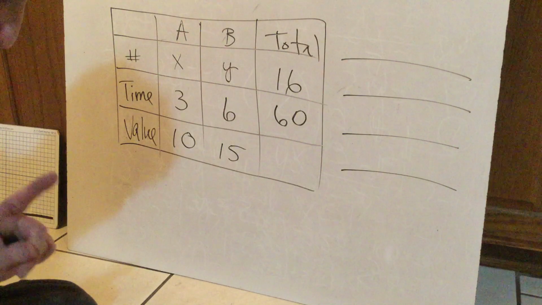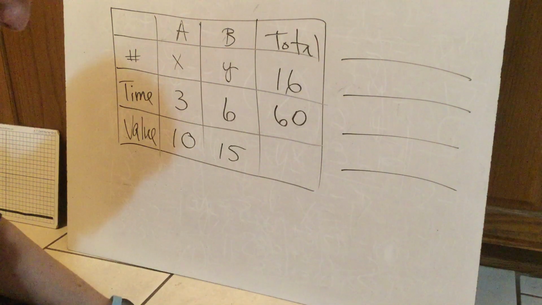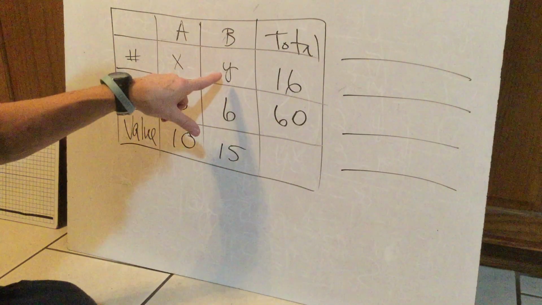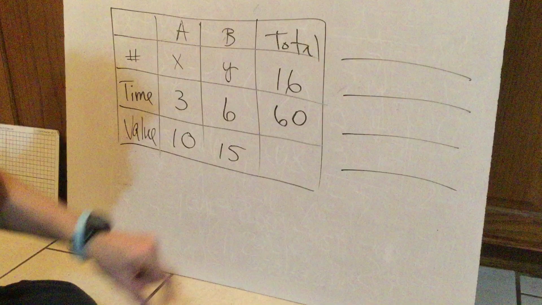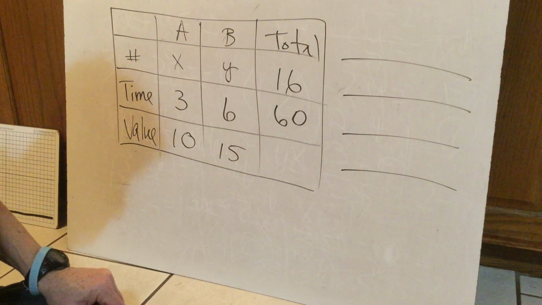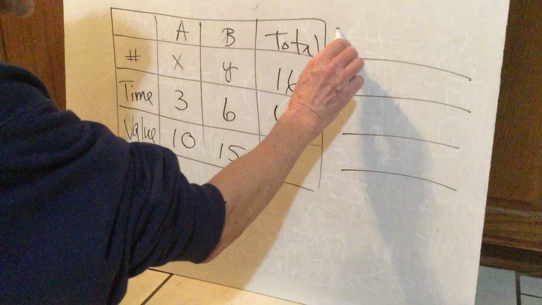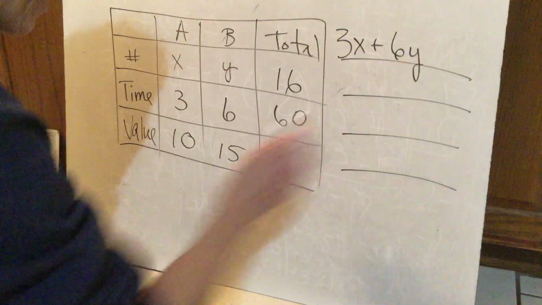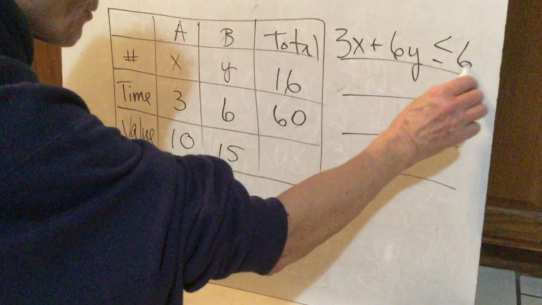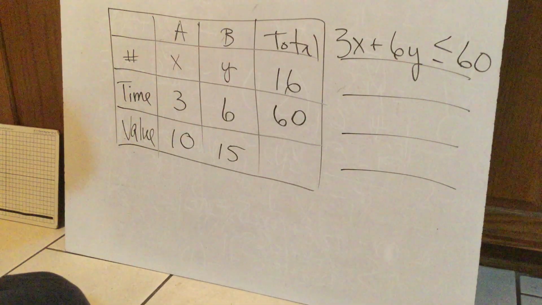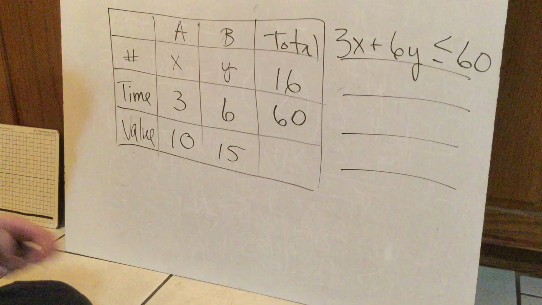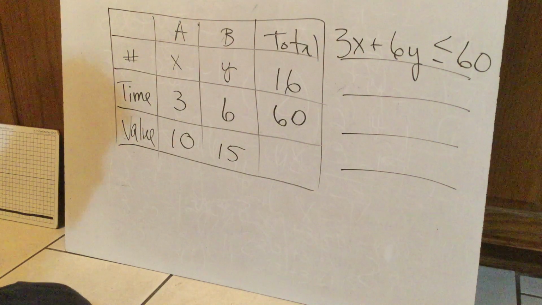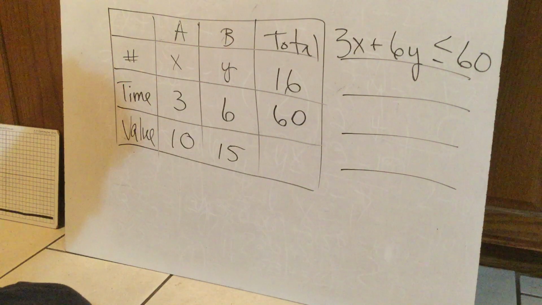So here's what I want you to think about for a second. It takes me 3 minutes for every X and 6 minutes for every Y, but I can't have more than 60 minutes. So doesn't it make sense to you that 3x plus 6y has to be less than or equal to 60? You get 3 minutes for every X, 6 minutes for every Y, and you can't use more than 60 minutes.